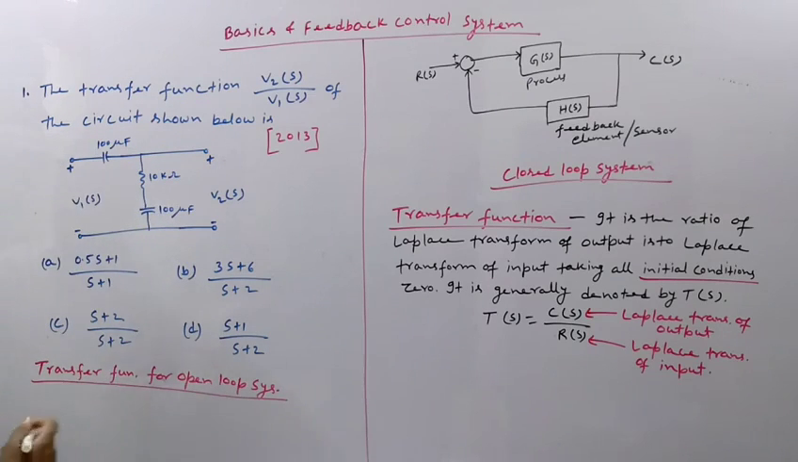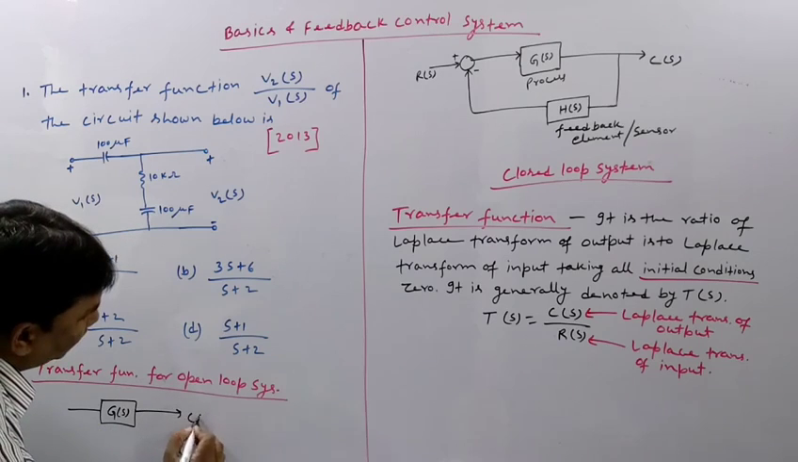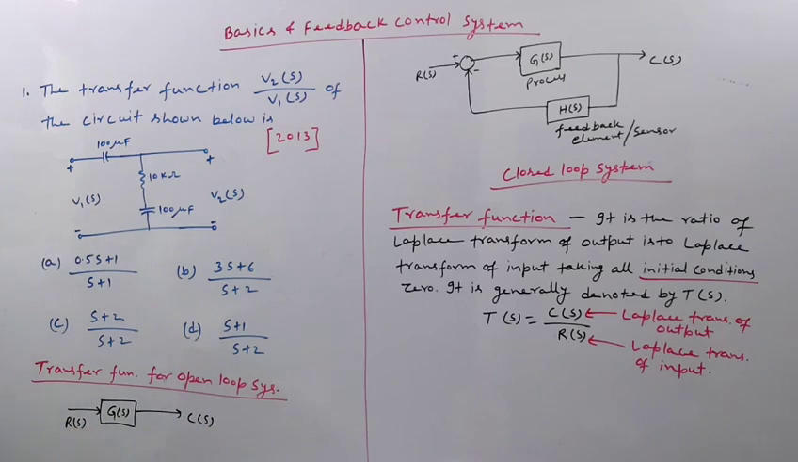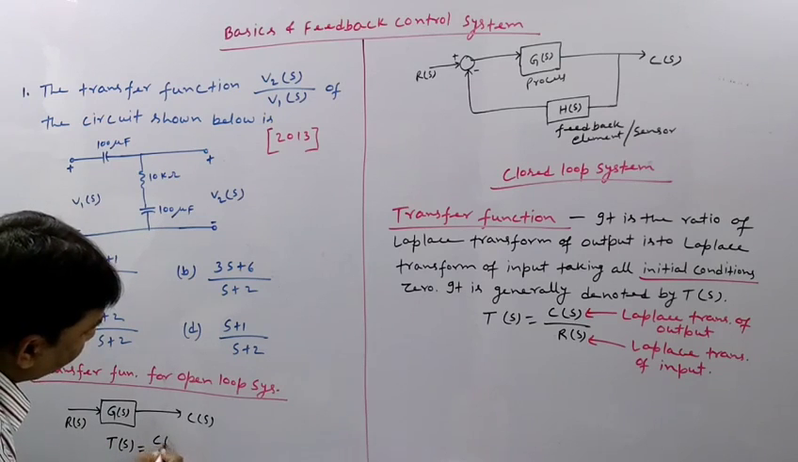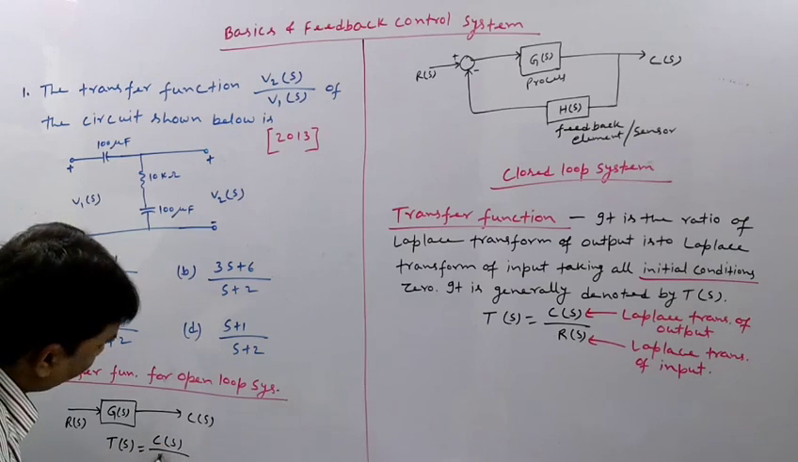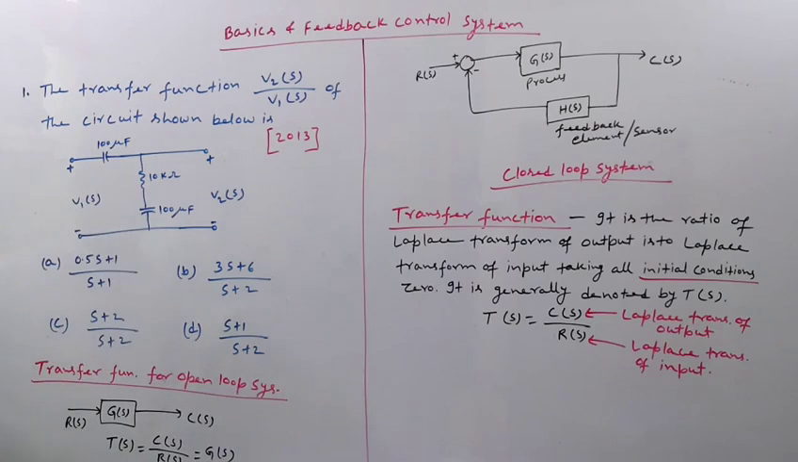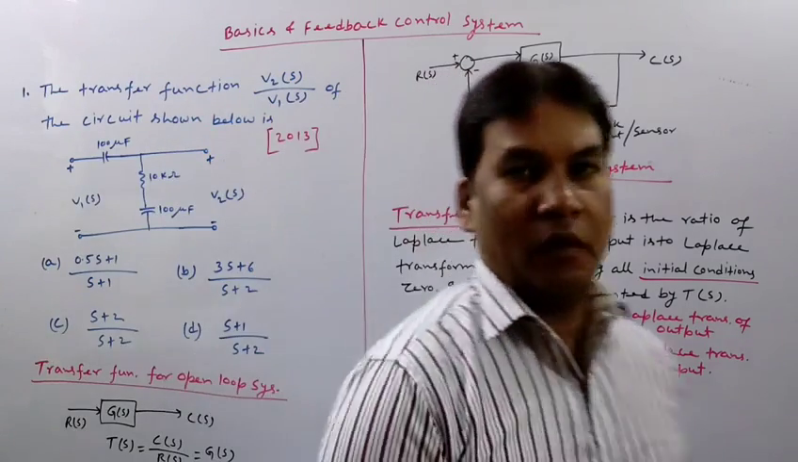So suppose this is a system, this is output CS and this is input RS. So the transfer function TS will be CS divided by RS, and that will be equal to only GS. So here the GS itself is the transfer function for open loop system.